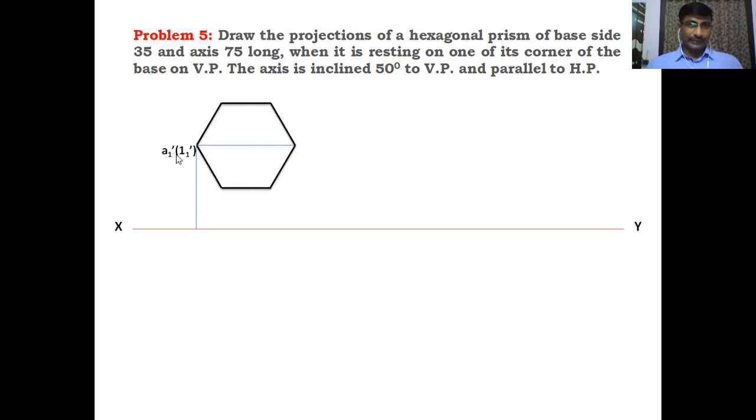So the first point is A1 dash of 11 dash, the first corner. After that, B1 dash of 21 dash. B1 dash is the visible corner, 21 dash is the invisible corner. Similarly, locate C1 dash of 31 dash, another corner, D1 dash of 41 dash, E1 dash of 51 dash, F1 dash of 61 dash. Like this, you have to locate all the corners of the base: the upper base corners with lettering, the bottom base corners with numbering. Clear? Lettering and numbering.